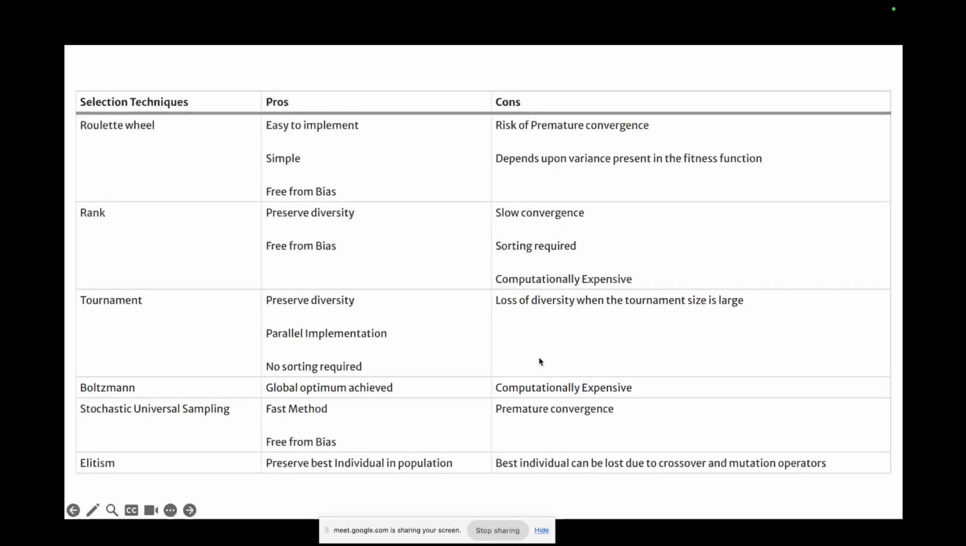So these are the pros and cons of each type. In elitism, the best individual is retained in the population for the next generation. Roulette wheel is pretty good if you want to select without bias, without knowing which solution is actually the best given your current circumstances, and you just want to go by pure luck and probability. It does not include any bias. But it has a risk of premature convergence, and it depends upon the variance present in the fitness function as well. Each of these techniques has its pros and cons, and depending on the problem statement you are trying to solve, you need to choose your selection technique.